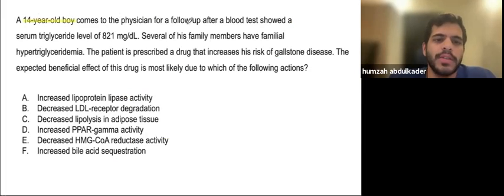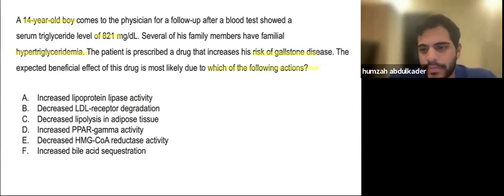A 14-year-old boy comes to the physician for follow-up after a blood test showed a serum triglyceride level of 821. Several of his family members have familial hypertriglyceridemia. The patient is prescribed a drug that increases his risk of gallstone disease. The expected beneficial effect of this drug is most likely due to which of the following actions? I'll read it carefully.